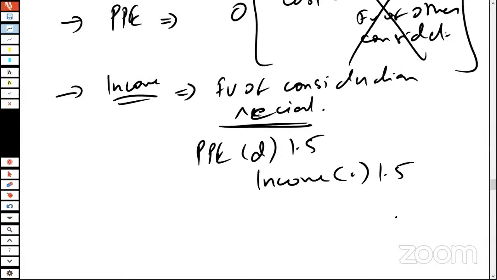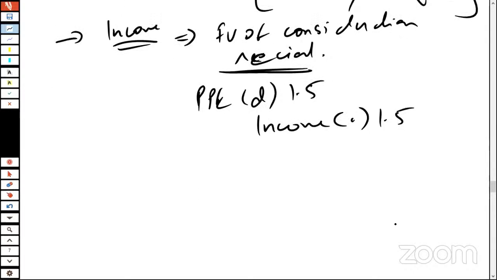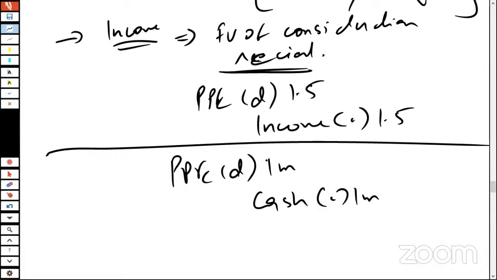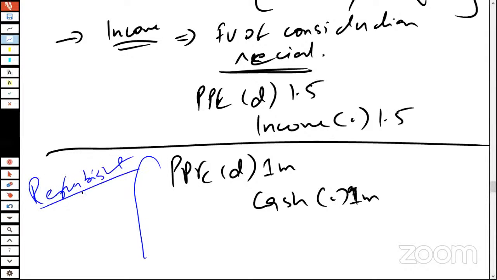The next thing that I need to do with respect to this is that the PPE is going to be debited by 1 million and cash is going to be credited by 1 million. Why? Because you have spent the amount for the refurbishment. So the amount that you have spent for the refurbishment needs to be capitalized.